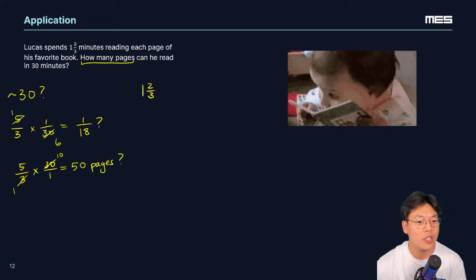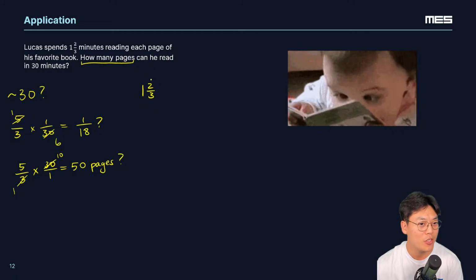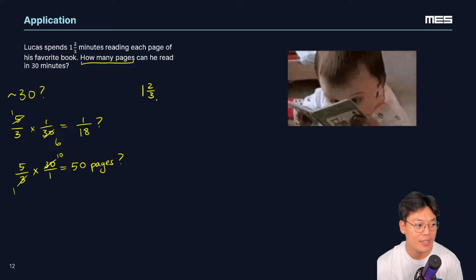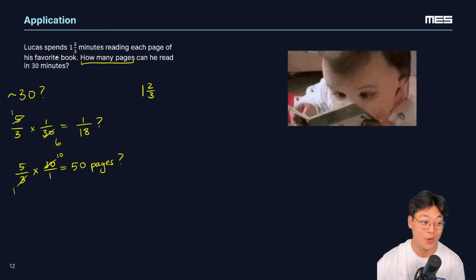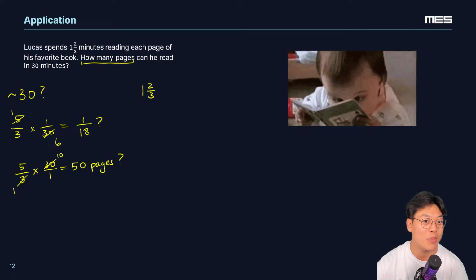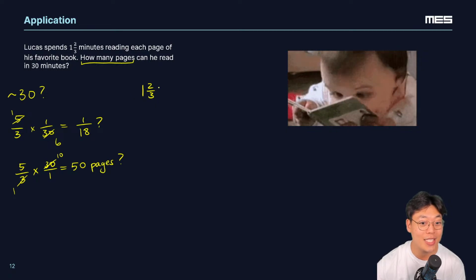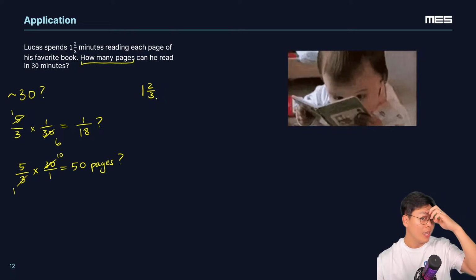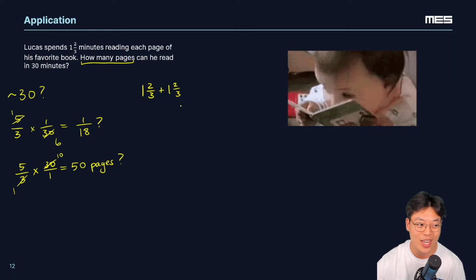After 1 and 2/3 minutes, how many pages has Lucas read? I know, we're getting lost for a second here, so I'm bringing us back. Lucas spends 1 and 2/3 minutes reading each page of his favorite book. So after 1 and 2/3 minutes, he's read 1 page. Correct. Now, after another 1 and 2/3 minutes, how many pages has Lucas read?